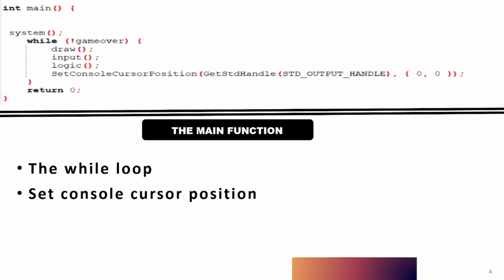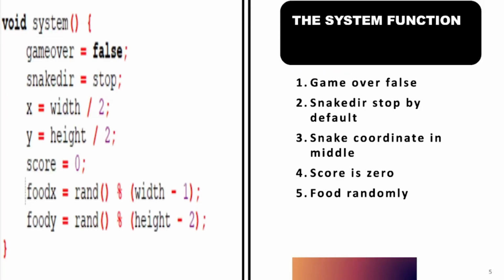Now for the explanation of the system and draw functions, I would like to pass it to Yahya Iqbal, who will further explain those two functions. Thank you, Hamad, for the introduction. Assalamu alaikum, everyone. My name is Yahya Iqbal, and I'm excited to guide you through the workings of the system function in our Snake game. Before we dive into its code, let me explain that this function is responsible for initializing the game state. It ensures that our game starts with the right setup.